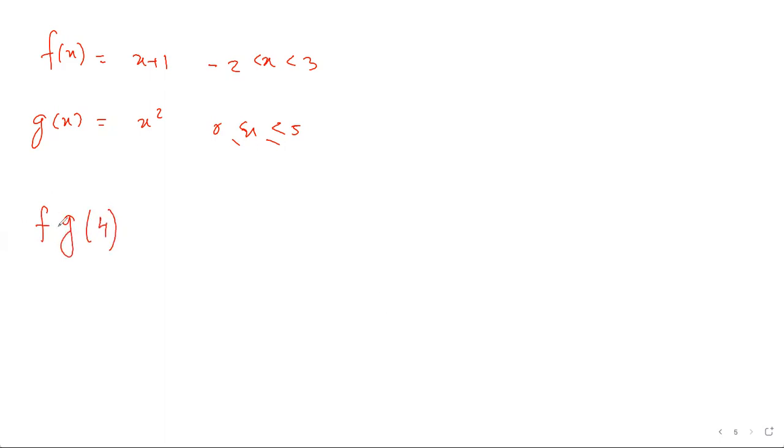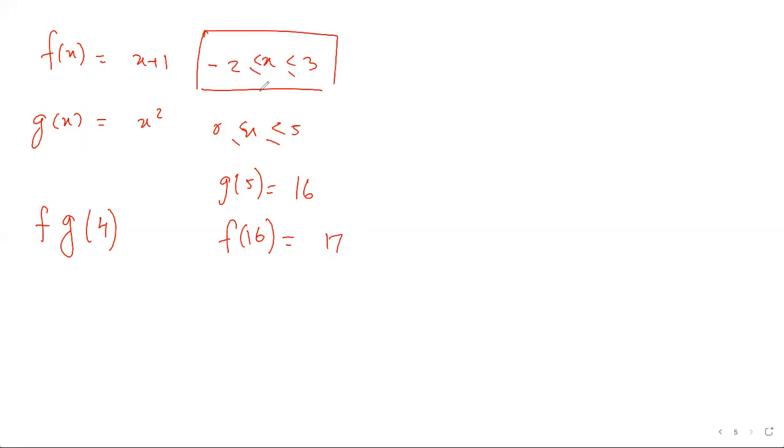I'll first find g of 4. So g of 4 is going to be nothing but 16. Now I'll find f of 16. Now f of 16 ideally is 17. But the problem is that I cannot find f of 16, because you can see that x is only defined between -2 and 3. So I can't find f of 16.